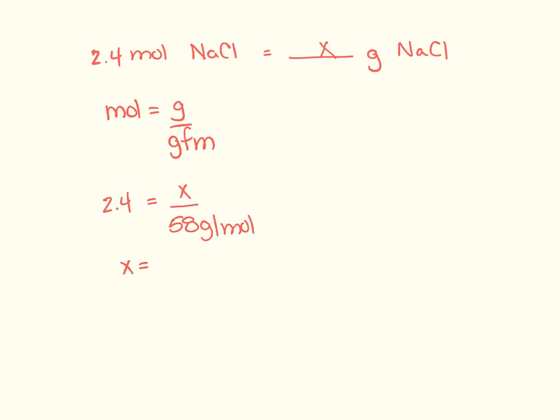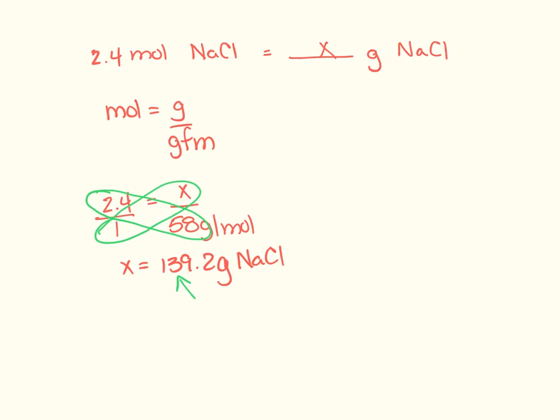X equals 139.2 grams of sodium chloride. For those of you who need a little bit more clarification on how I got that 139.2, I cross-multiplied. I took the 2.4 and I put it over 1, and then I did 2.4 times 58 equals 1x, and I calculated 58 times 2.4, and that gave me 139.2.